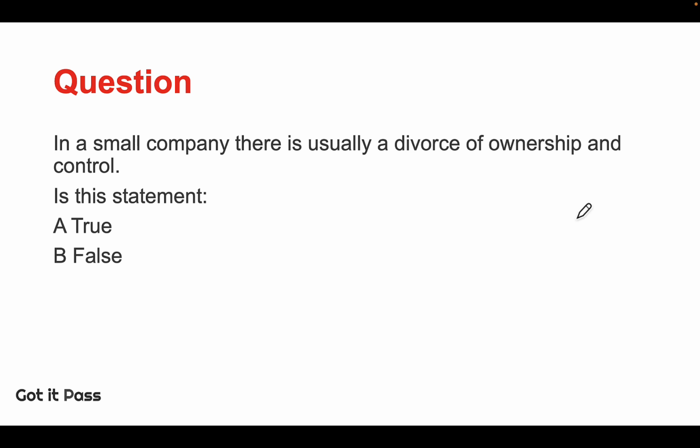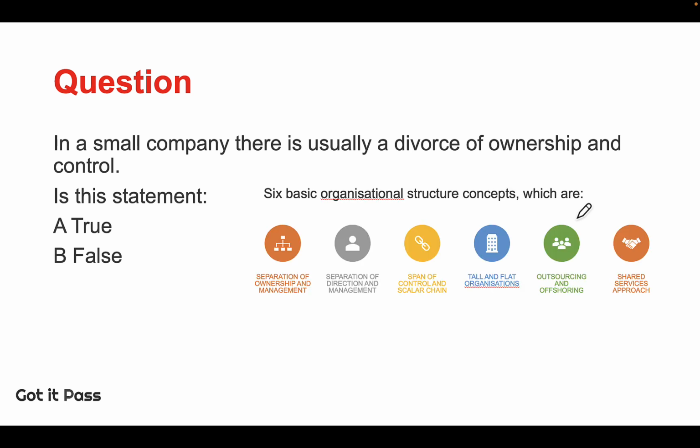So now is in-class question time. In a small company, there is usually a divorce of ownership and control. Is this statement true or is false? Remember, we have 6 basic organizational structural concepts. When we discuss this concept, we talk about larger organization. So you can imagine whether the divorce of ownership and control is applicable to small company or not.